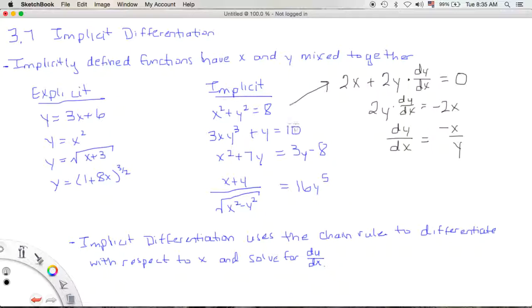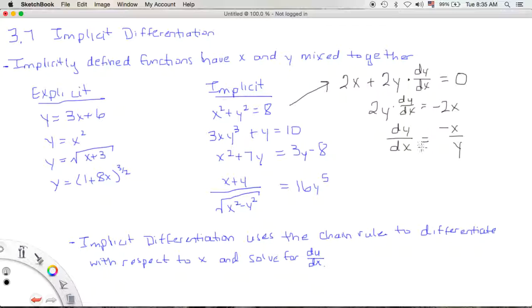So decide which variable you're taking the derivative with respect to. Remember that the other variable is a function of that one you're taking the derivative with respect to. So in this case, we're taking with respect to x. Y is a function of x, so I have to use the chain rule to get its derivative.